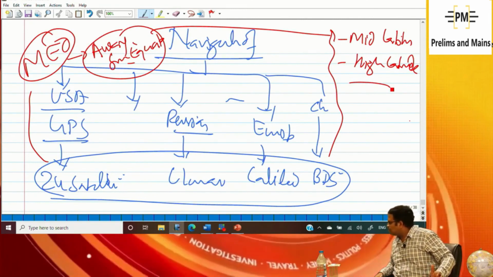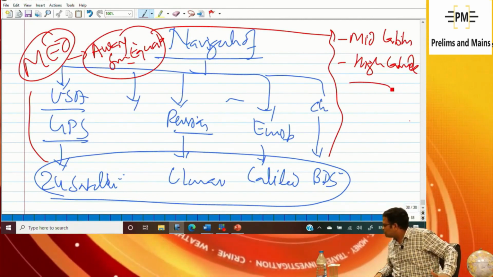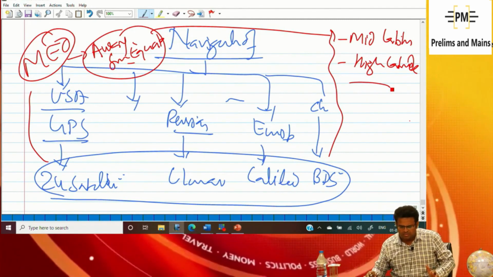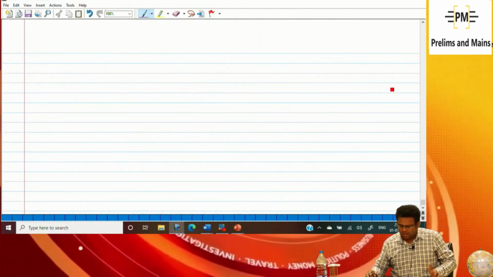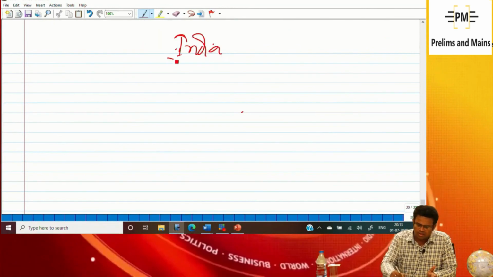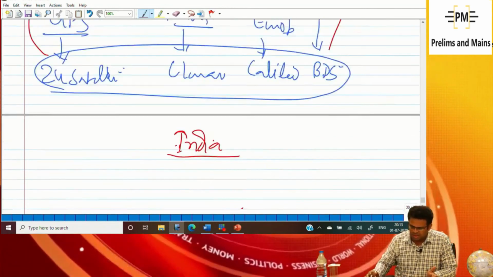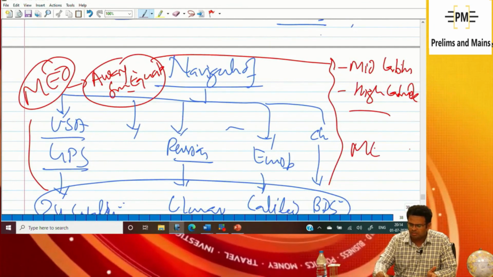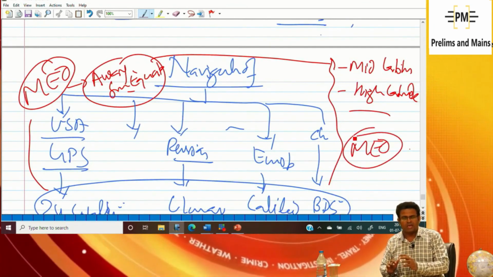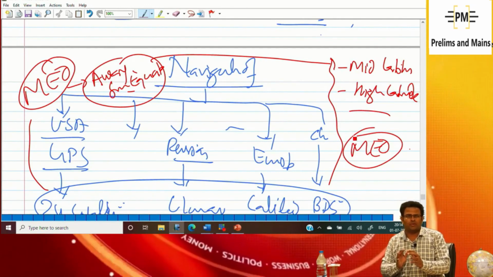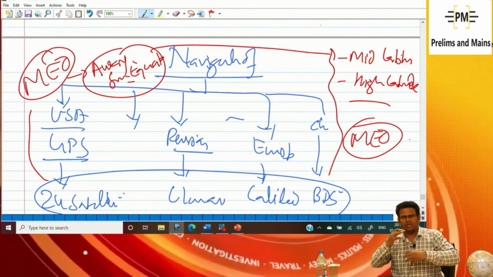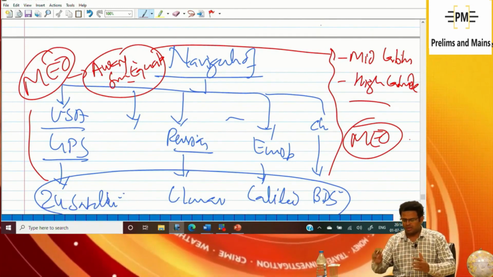Is it clear? Yes, that will be there. And at the same time, I have said in India's case, India is using MEO, medium earth orbit satellites, because they are away from the equator, in mid latitude and high latitude, where GEO is not going to work for them. So they have utilized MEO and lots of satellites.